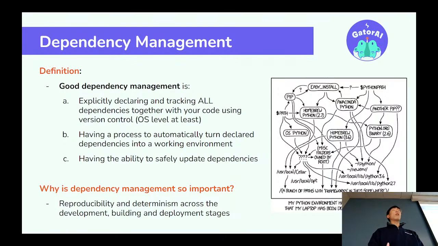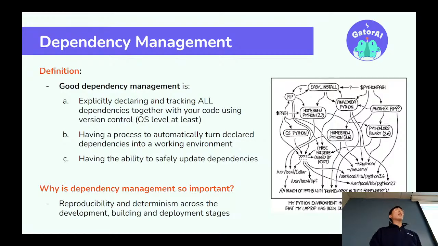So now that we know what dependencies are, we have to define what dependency management is, obviously, right? Good dependency management can be defined by a lot of things, but here are three things I want you to think about. Good dependency management is explicitly declaring and tracking all of the dependencies that your code relies on together with your code using some type of version control, right? Version control is basically a system that tracks your code as it changes over the course of time, so that would be something like Git, right?